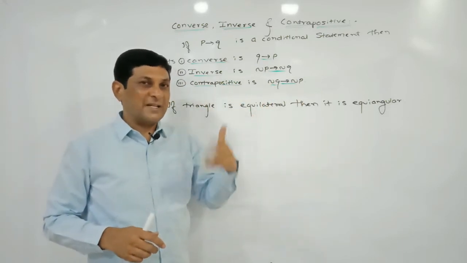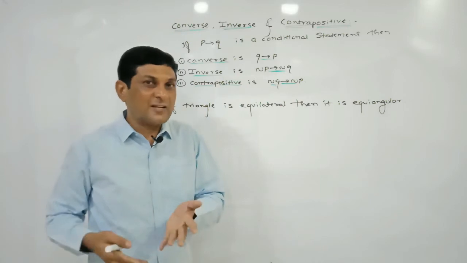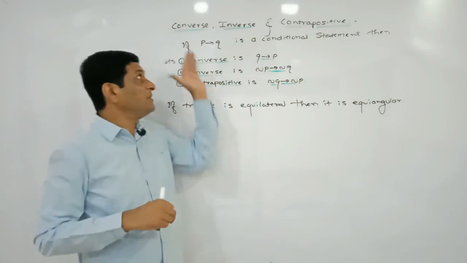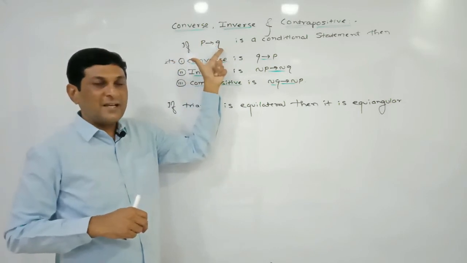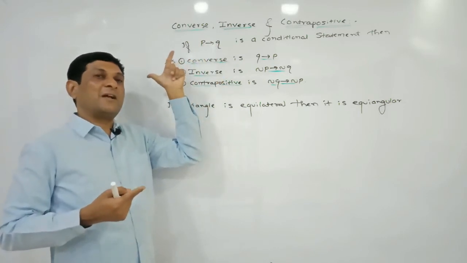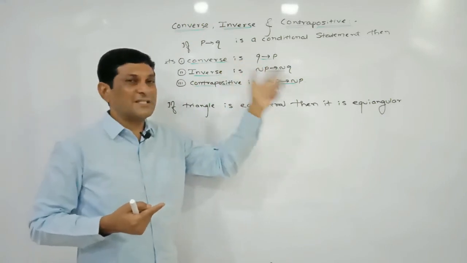In the 10th standard you have proved BPT and the converse of BPT. If P implies Q is the given statement, the first part is given and we have to prove the second. And if the second part is given and we have to prove the first, that is called its converse.